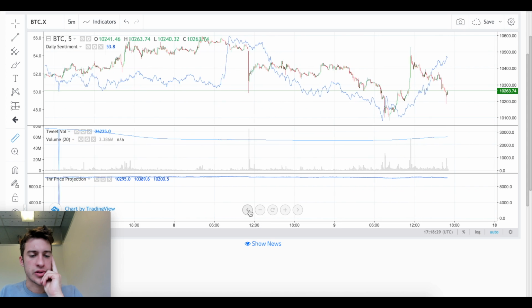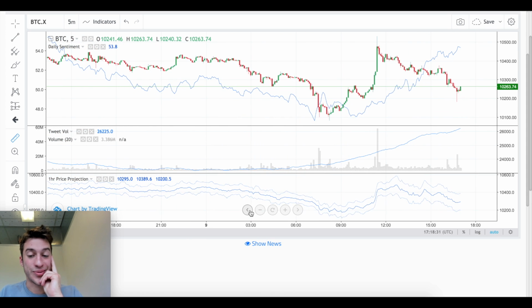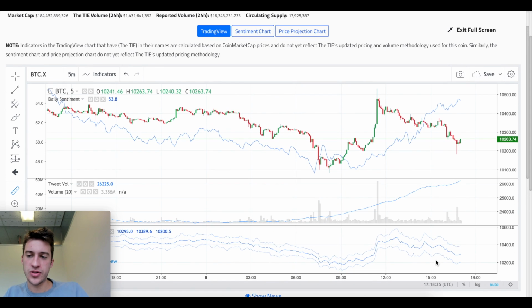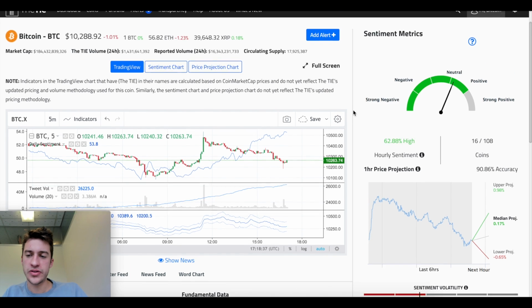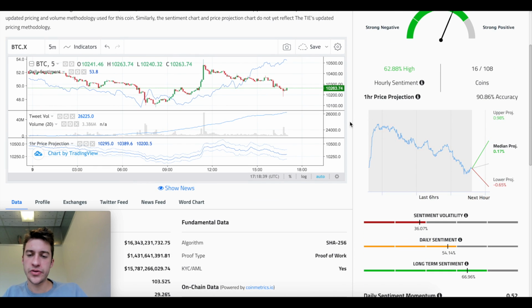What is this? Let's see. Here you go. Look at that 1 hour price projection right there. So what the 1 hour price projection is, just to reveal what I'm talking about, is that's right here. This is what the TIE.io predicts is going to happen the next hour. Now, I wanted to find how that was calculated because I'm always skeptical of any kind of price projection without evidence. And they did reveal it.